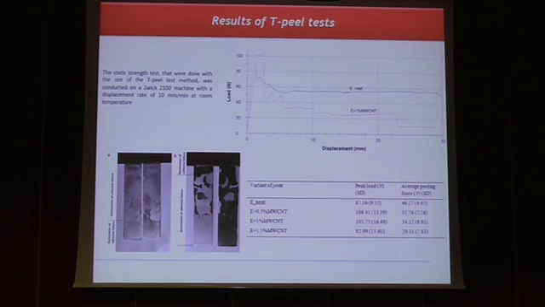And here we can see results of T-peel tests. Here is a comparison of typical graphs plotted during T-peel tests for variants with nanofillers, it is this red curve, and without nanofillers, it is this black curve. The differences in the shape of the curves confirm that the addition of nanofillers in the form of multi-walled carbon nanotubes has an impact on the increase of the stiffness of the adhesive composition.